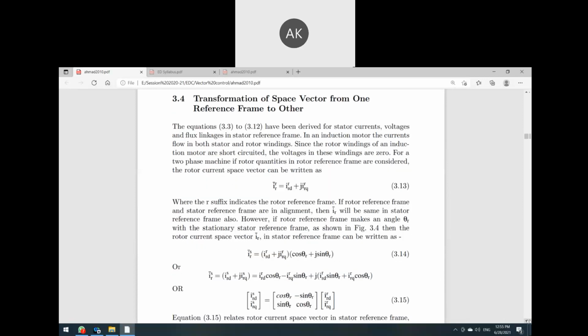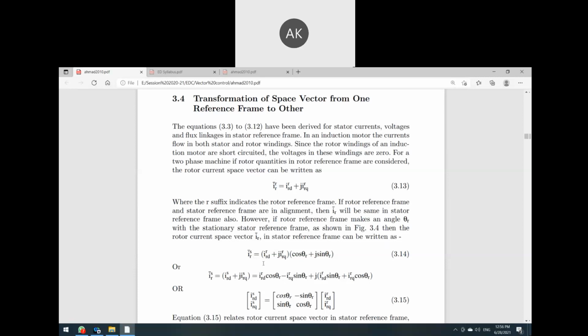If there is a difference, an angle theta between the rotor reference frame and stator reference frame, and we want to convert the rotor reference frame current to the stator reference frame current, then Irs is used, where the suffix S is for the stator reference frame and R is for the rotor reference frame.